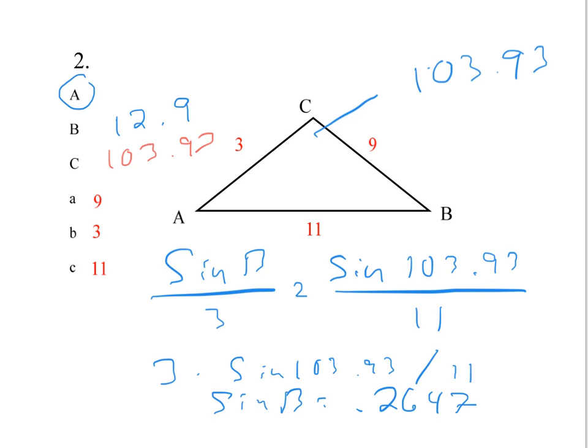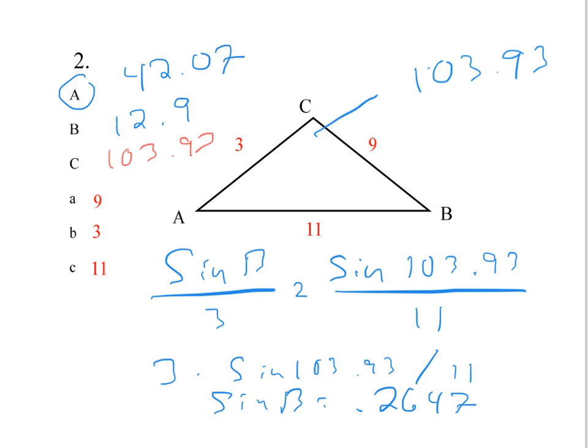Now to solve for angle A, I can either use the law of sines, or much simpler, I can just subtract from 180. I'm going to subtract 180 minus 12.9 minus 103.93, and I'm going to find that angle A is 42.07. I have now solved this oblique triangle for my 3 missing angles.